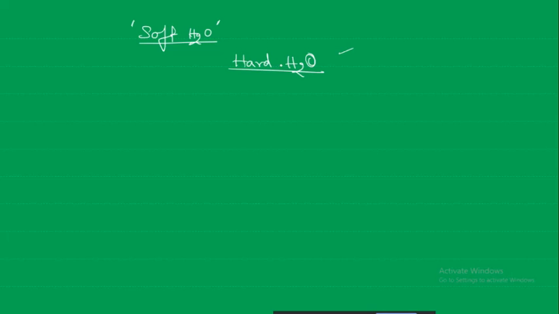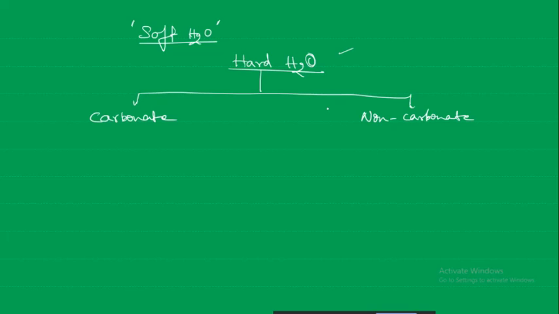Now, what is the reason for the hardness of water? Two things are there. One is carbonate, one is non-carbonate, because some salts are there. So what type of salts? It may be carbonate salts or non-carbonate salts. Carbonate salts means it includes both carbonates and bicarbonates.